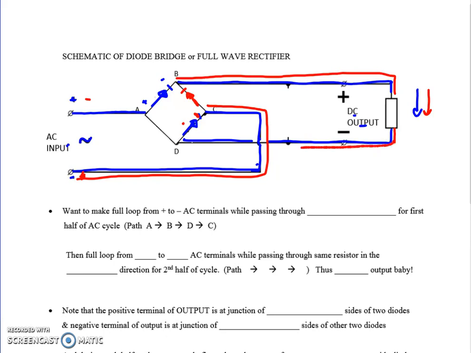And now we just have to get back to the negative terminal. So when I get to D here, you might say, well, we would follow the blue diode here, but we don't want to go back to the negative.